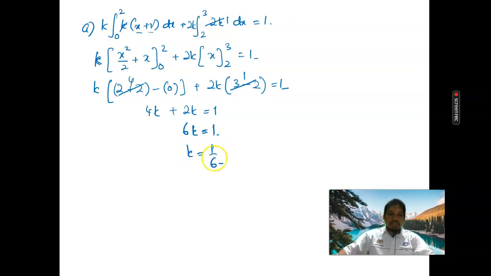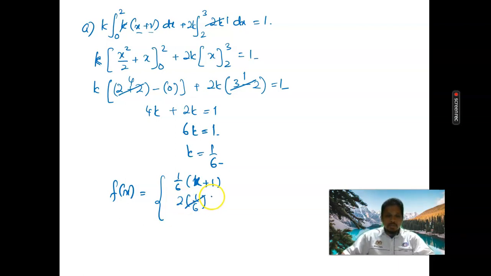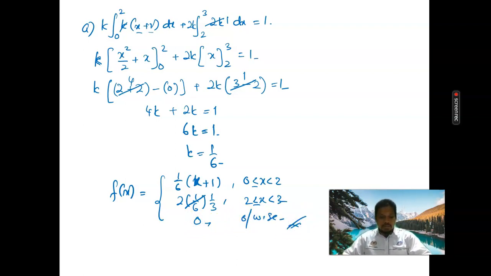Okay, so if we rewrite the function, then f(x) equals 1 over 6 times (x plus 1), and then 2 times 1 over 6, or actually we can just write it as 2 over 6, or 1 over 3. This is for x in between 0 until 2, and here is for x from 2 until 3, and 0 otherwise. There you go. Okay, so find the value of k, sketch the graph of the probability density function.